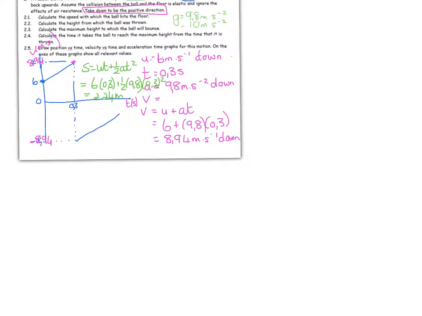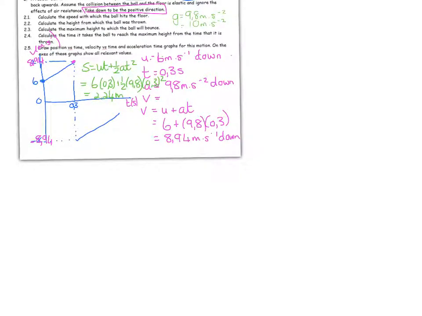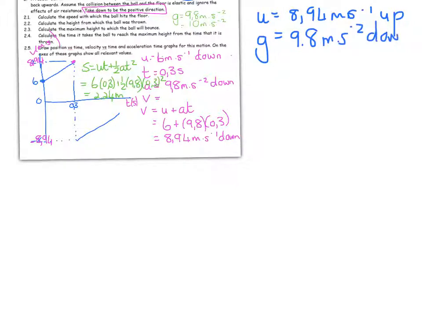Calculate the maximum height to which the ball will bounce. What information have I got? My initial velocity is 8,94 meters per second up. So that's going to be negative. My gravitational acceleration is still 9,8 meters per second squared down.